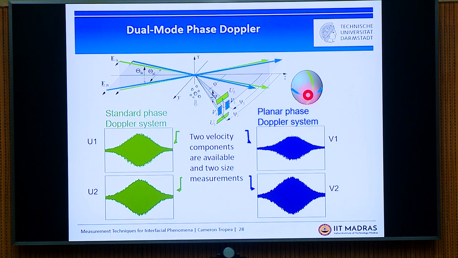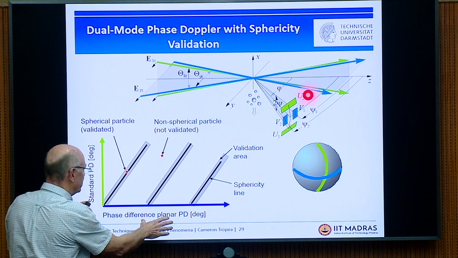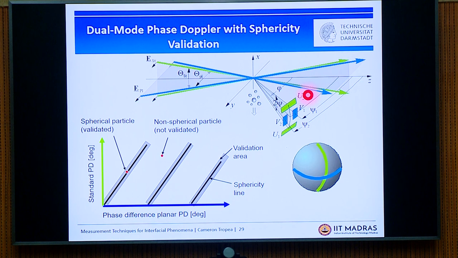Okay, and anyways, it works the same way. You do some phase difference, and there are slightly different equations. And then you also have validation. The phase difference in the planar must give you the same size as the phase difference in the standard system, and then you know that you have the right answer.